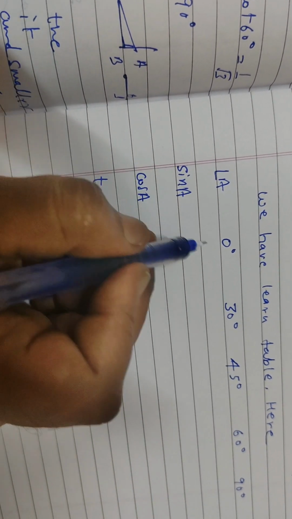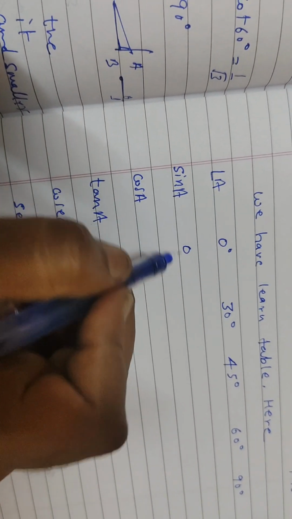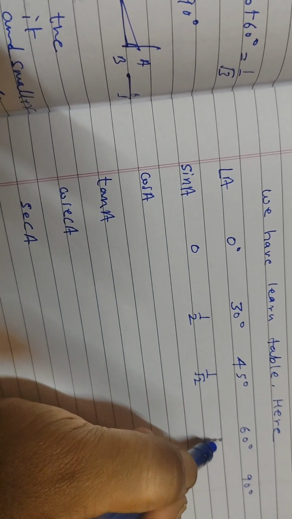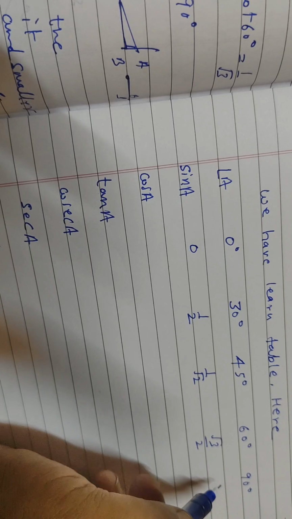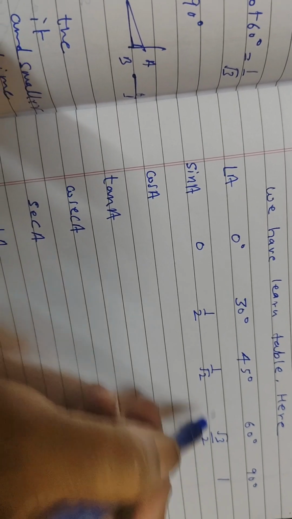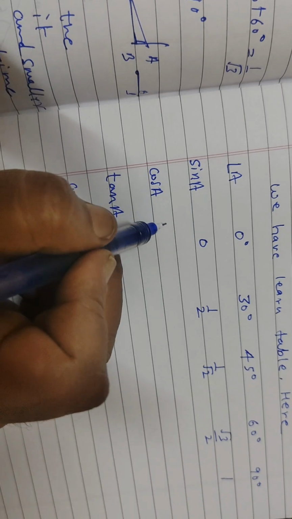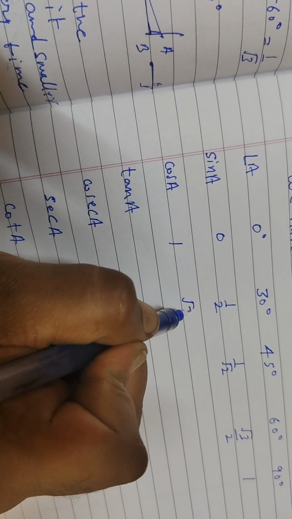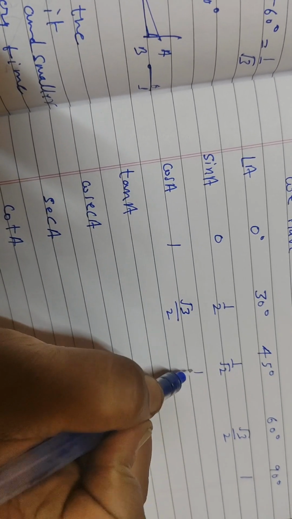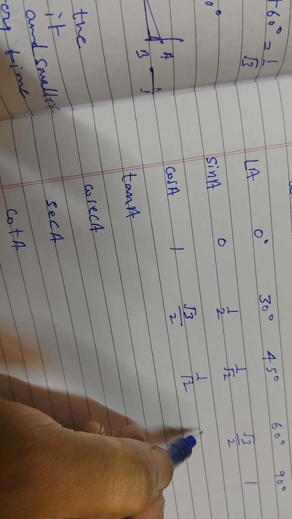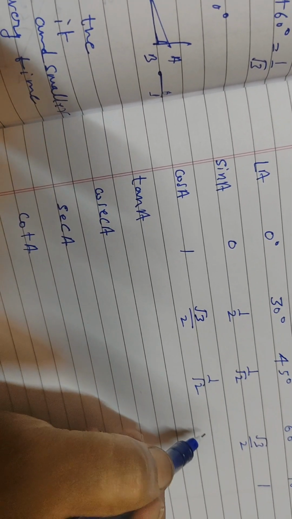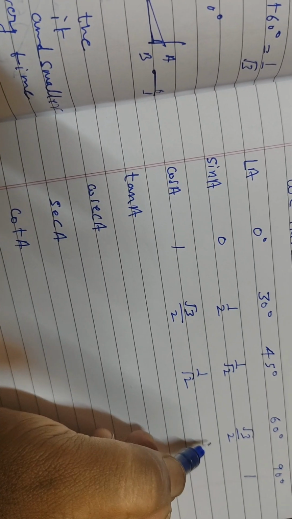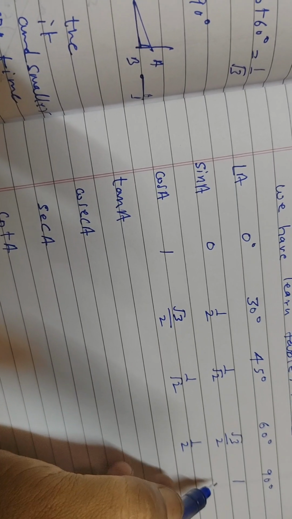Here sin 0 value we found is 0, sin 30 is 1 by 2, sin 45 is 1 by root 2, sin 60 is root 3 by 2, and sin 90 is 1. Remember cos 0 is 1, cos 30 is root 3 by 2, cos 45 is 1 by root 2, cos 60 is 1 by 2, and cos 90 is 0.